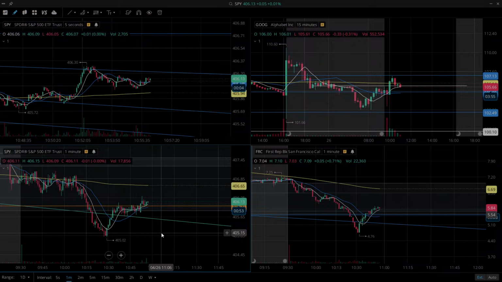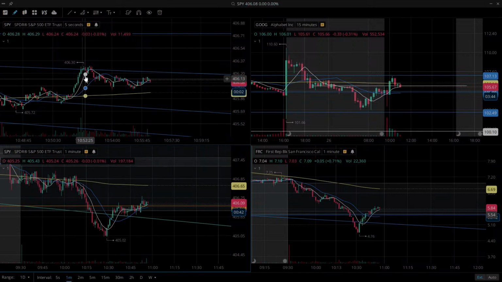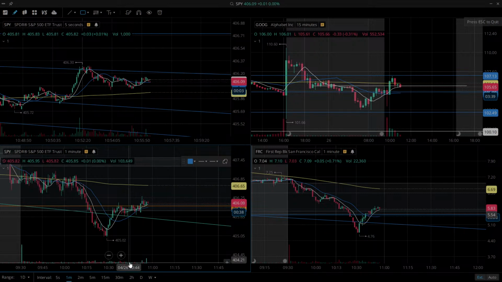All right, SPY, can we get back to 406? 406.65 at this point is where the 200 is. If you draw the box, that's a perfect 1-for-1.